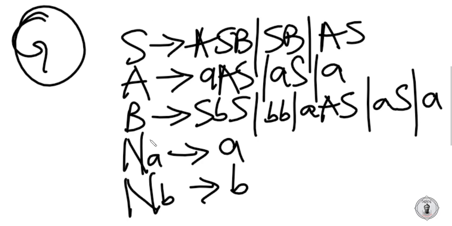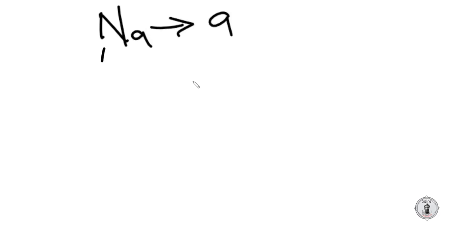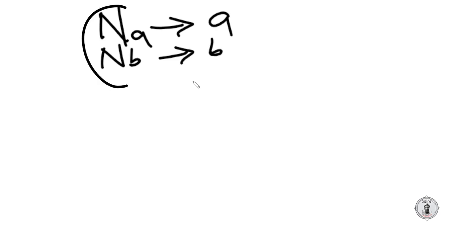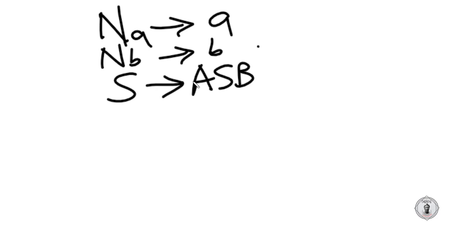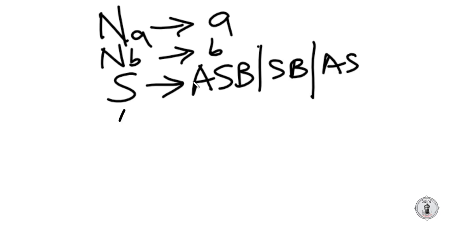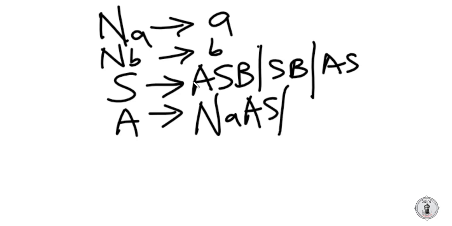So, without further ado, let me rewrite this in a way that includes these new productions. We have NA producing A, and NB producing B, where NA and NB are non-terminal variables. I'm sure we understand that. So we have S producing AS, B, S, B, A, S. That is fine. We have A producing NA, AS. A was A before, so we're having NA again, S, and this is not going to change because it's standing alone.